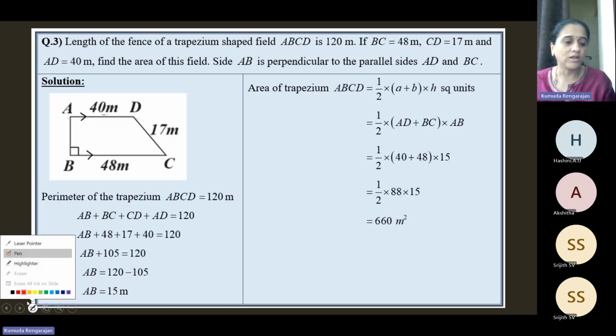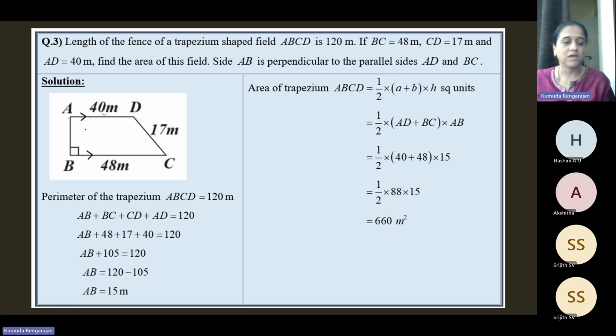See here, I've called the trapezium ABCD. Length of the fence of a trapezium shaped field ABCD is 120 meters. If BC is 48, CD is 17, and AD is 40, find the area of this field. Side AB is perpendicular to the parallel sides AD and BC. But how do you know that you should draw the figure like this?